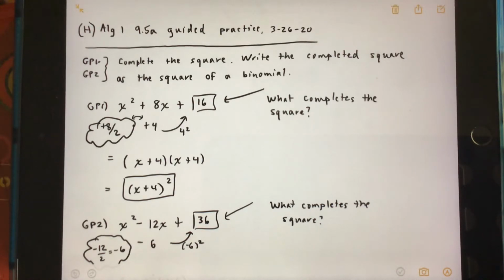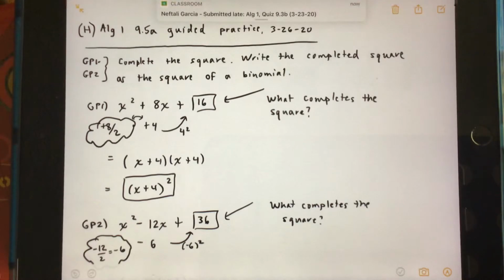The first two problems, in guided practice 1 and 2, we're going to learn how to complete the square, what that means, and then we're going to write that completed square as the square of a binomial. Again, we'll find out what all that means as we work through them. This is preparation work for learning how to solve our quadratic equations using yet a fourth technique beyond factoring, beyond taking the square root, beyond graphing. We're learning how to complete the square to solve our quadratic equations. It's the fourth of 5 ways that we're learning how to solve quadratic equations.